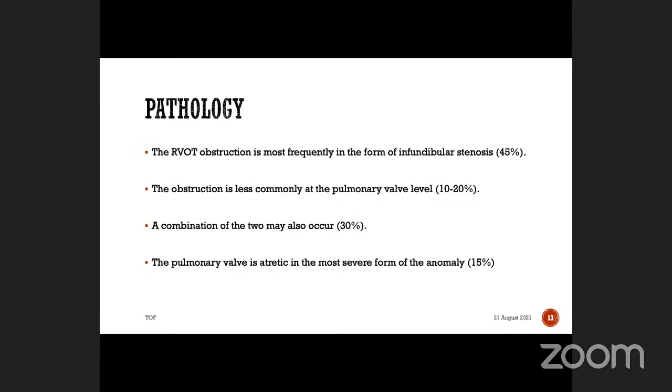It's not unusual to have a bicuspid pulmonary valve with tetralogy of Fallot. A combination of the two is common, it's 30%. The pulmonary valve is atretic in the most severe forms. It's only 15%. So the VAMPRA theory only explains 15% of all tetralogies.